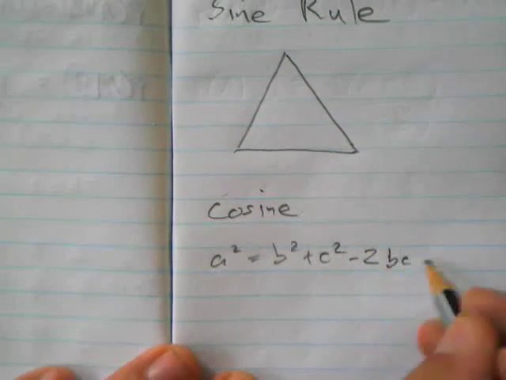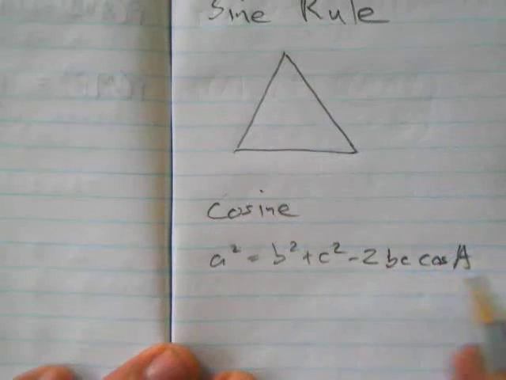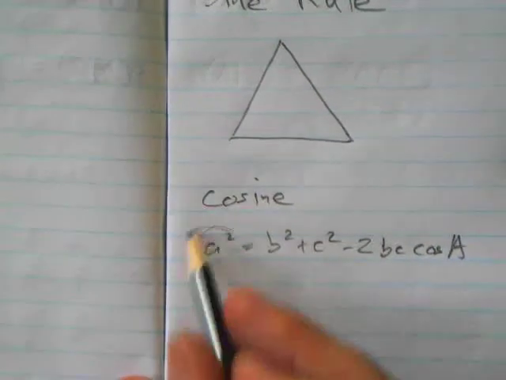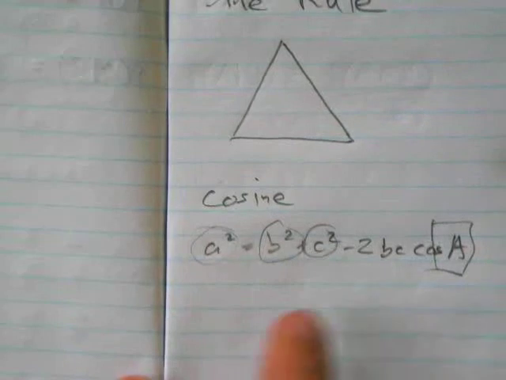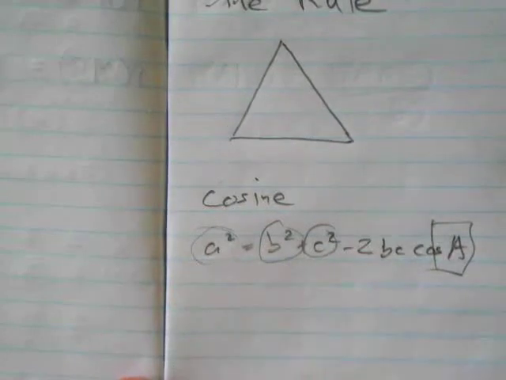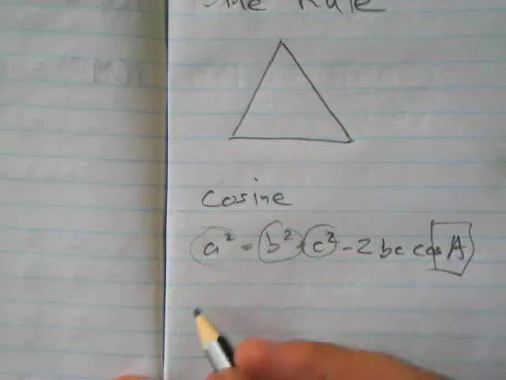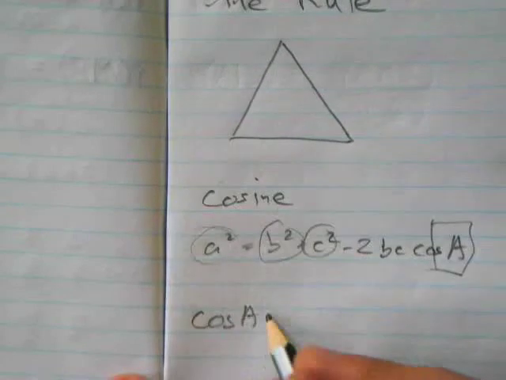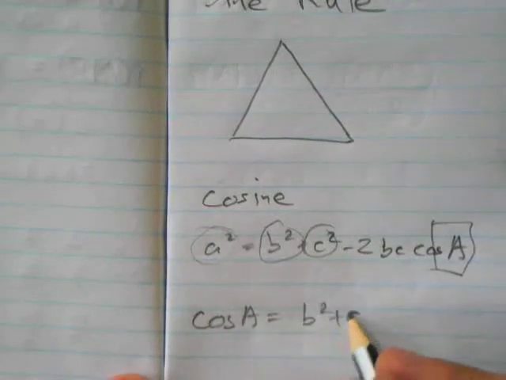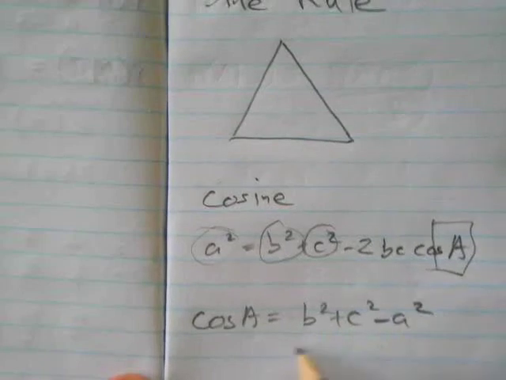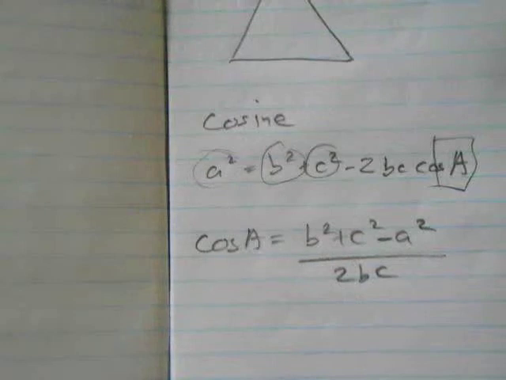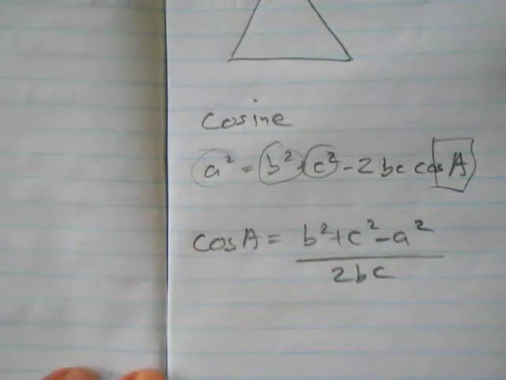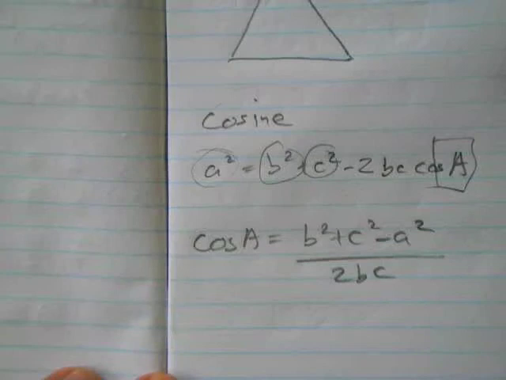Minus 2bc cosine A. Now if you just look at that, in order to find one side, you need the other 2 and 1 angle. So the cosine rule uses 3 sides and 1 angle. And the reverse cosine rule: cosine A equals b squared plus c squared minus a squared divided by 2bc. Again, it uses 3 sides and 1 angle. Do we get that?